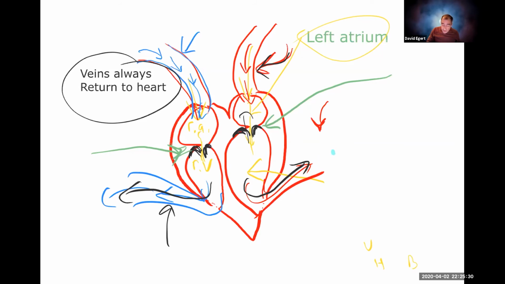The names are this. So the left atrioventricular valve is called the bicuspid valve.